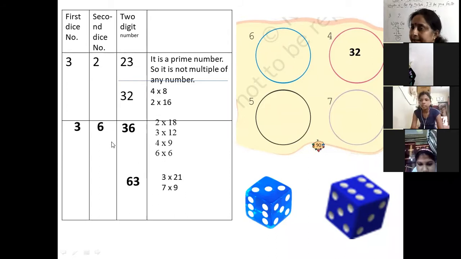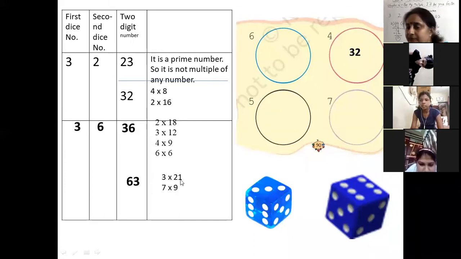2 into 18 is 36. 3 into 12, 4 into 9, 6 into 6. Okay. Now another number is 63. 63 can be written as 3 into 21, 7 into 9. 7 nines are 63. That means 36 is a multiple of 2, 3, 4, 6, 9, 12 and 18. And 63 is a multiple of 3, 7, 9 and 21.